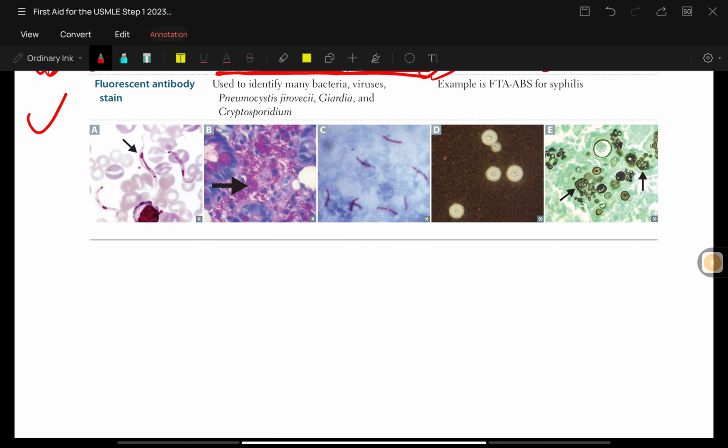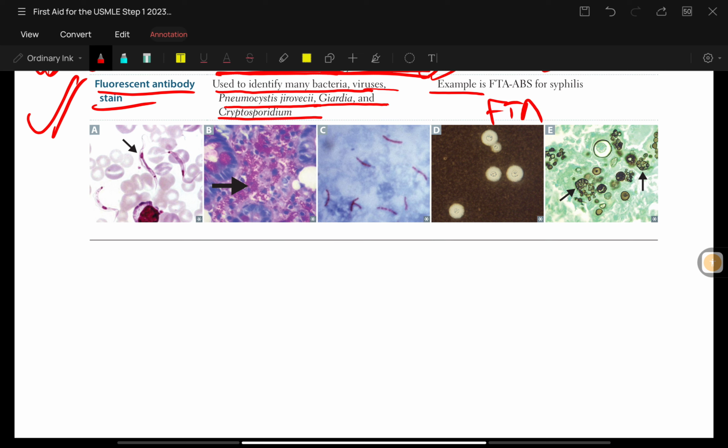Now coming to the next, we have fluorescent antibody stain, used to identify many bacteria, viruses, Pneumocystis jirovecii, Giardia, and Cryptosporidium. An example is FTA-ABS for syphilis.